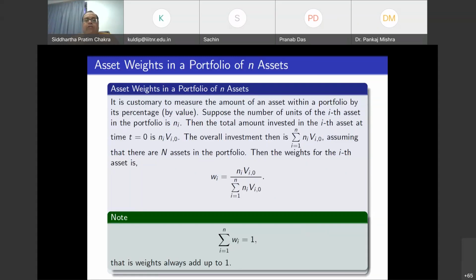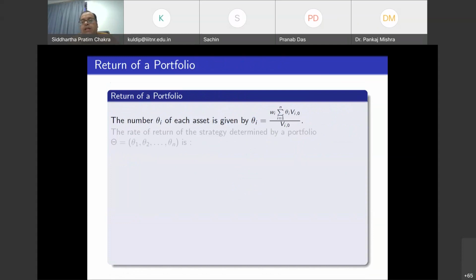Okay, now that I have defined what a weight is, it is time to come back to the discussion of the return of an asset and the risk of an asset individually. We have already defined the return of an asset, and we have already defined the risk of an asset. Now we want to extend from an individual asset to a portfolio of n assets.